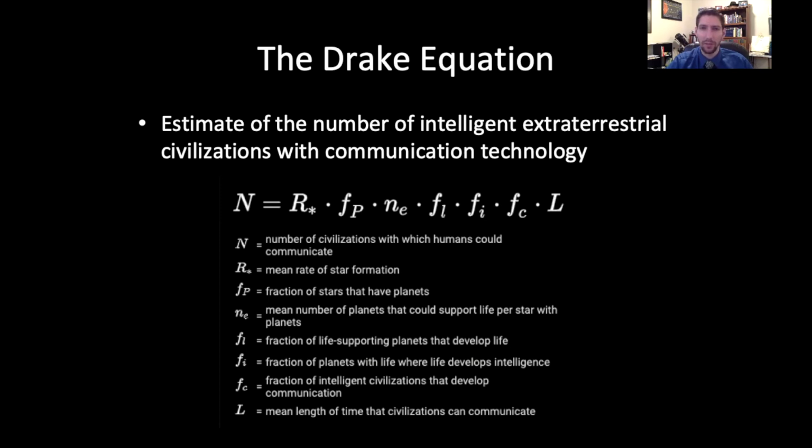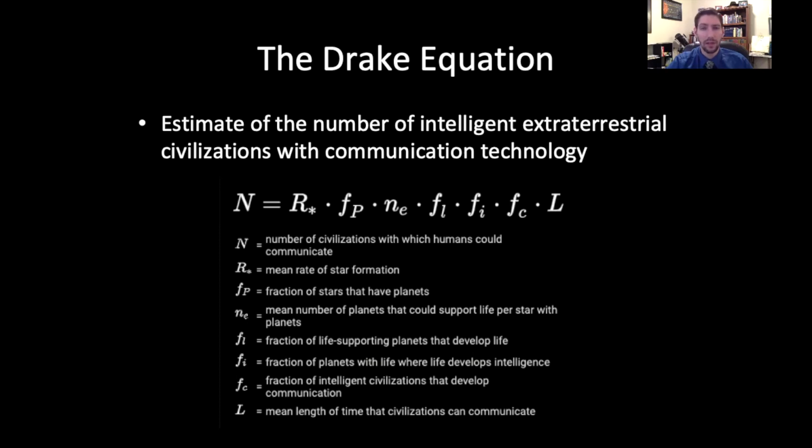Where is everybody? We could also have a more pessimistic view. And we can say, sure, n sub e, the mean number of planets that could support life per star with planets, could be 1. But let's say that f sub l, the fraction of life-supporting planets that develop life, is 0.001, or 1 in 1,000.